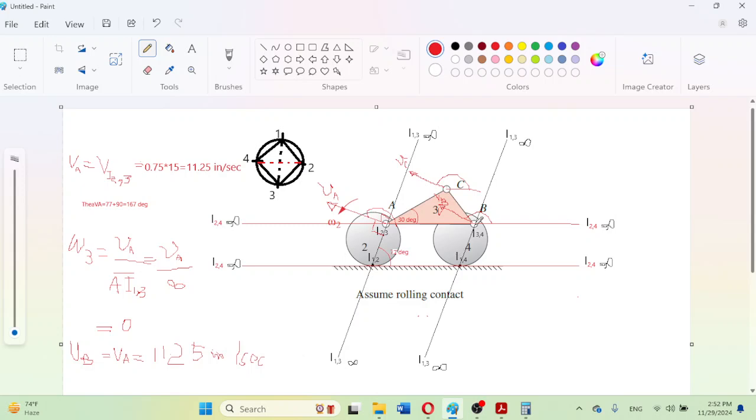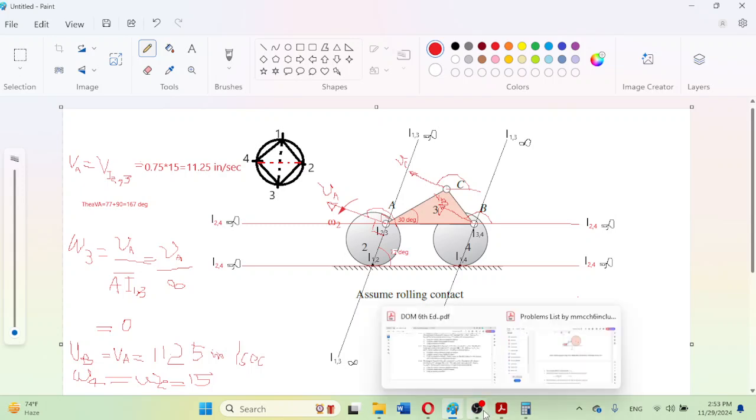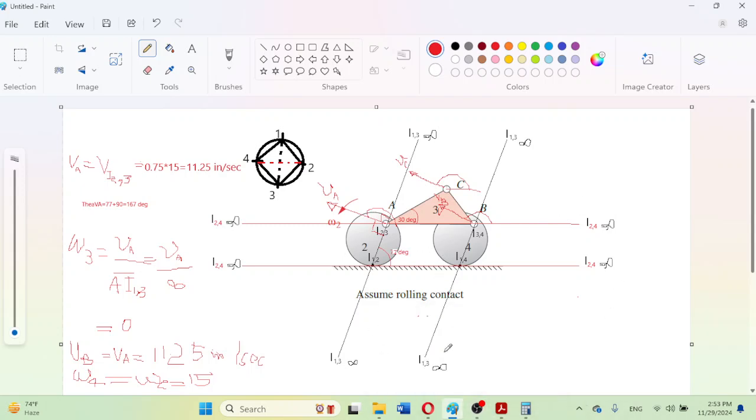So that means its angular velocity, I can just write it here, omega 4 will be practically equal to omega 2. So omega 2 is 15 radian per second. So this velocity will also be the same. In this way all velocities have been found out, so this problem has been solved. If you have any questions, you can freely ask.